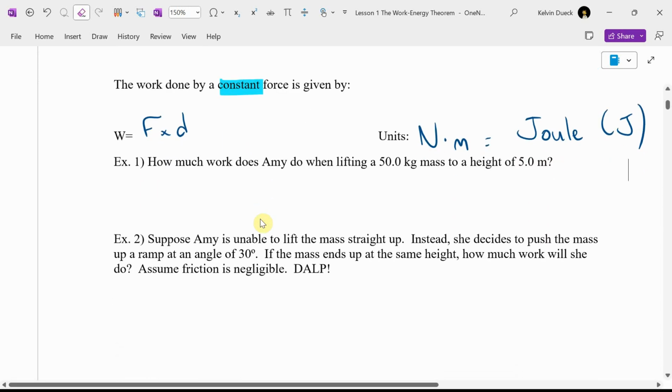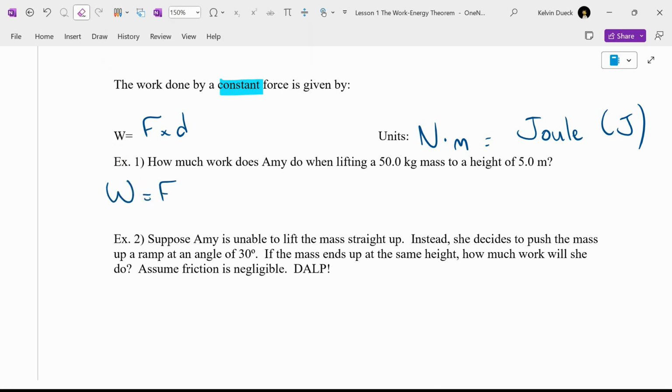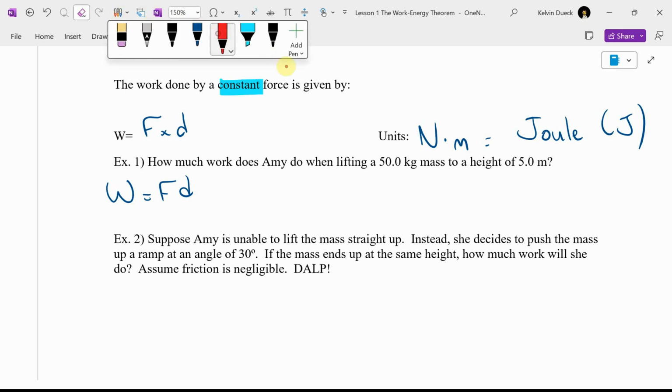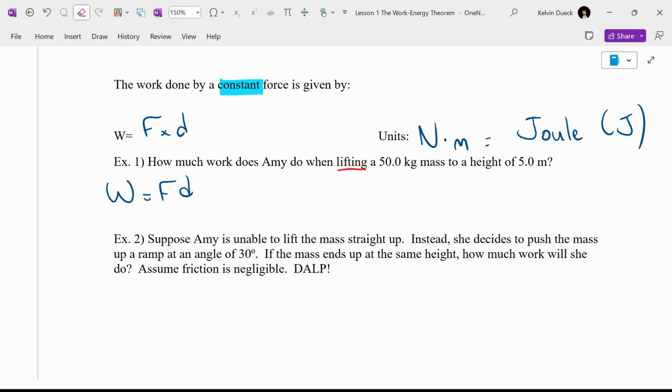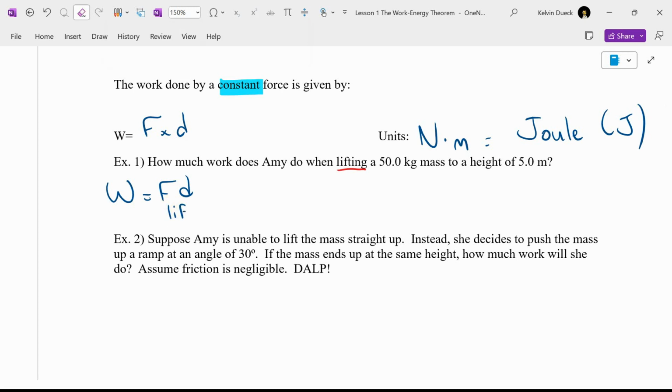So let's start with one right away. Ella, what's example 1 want me to find? Well, right now, work is force times distance. It's the work Amy does when lifting. Underline the word lifting. I'm going to argue, Ella, that the work done by lifting is going to be the force that you do lifting times the distance. Problem is they didn't tell me that.